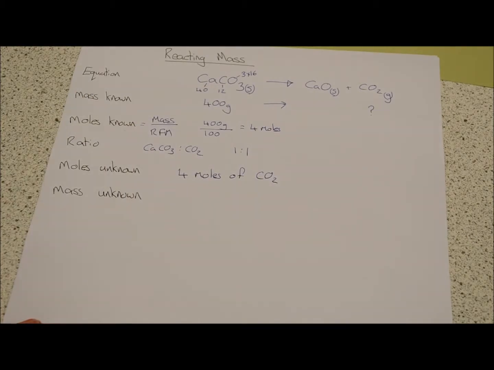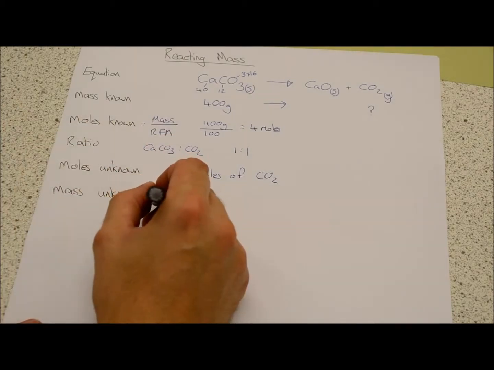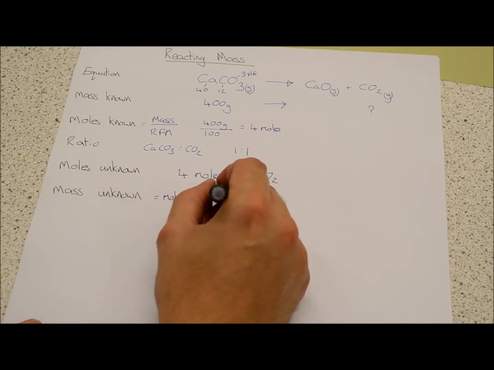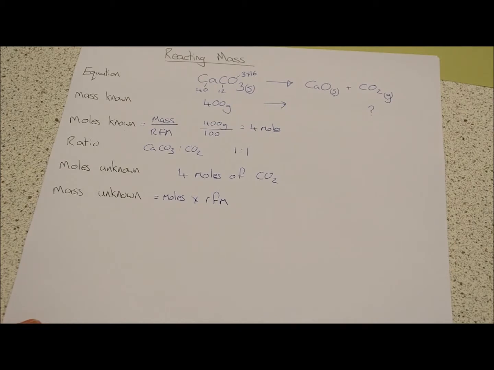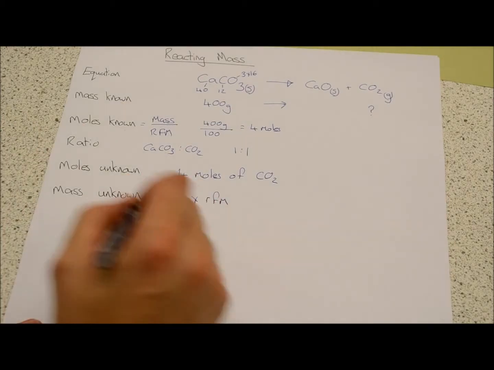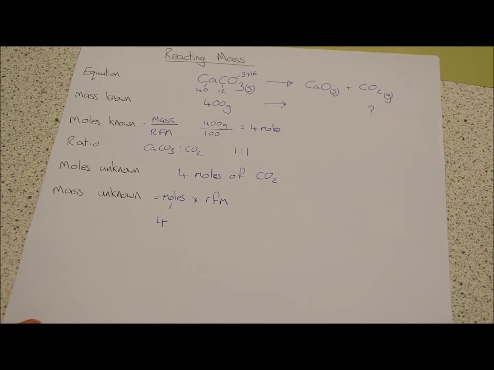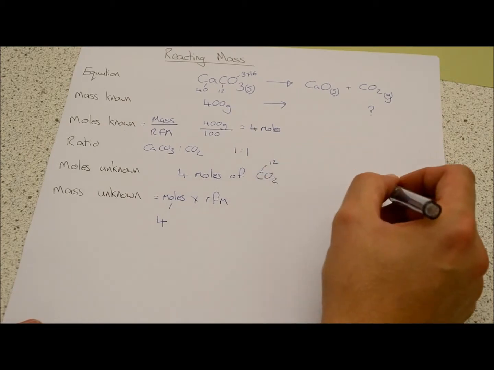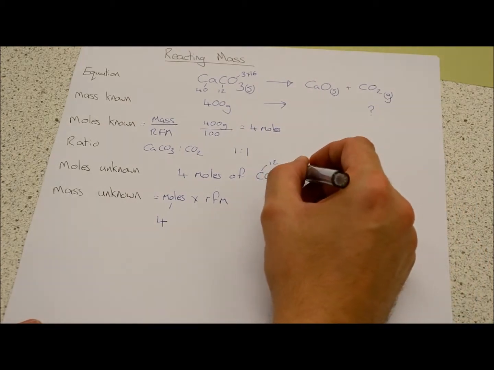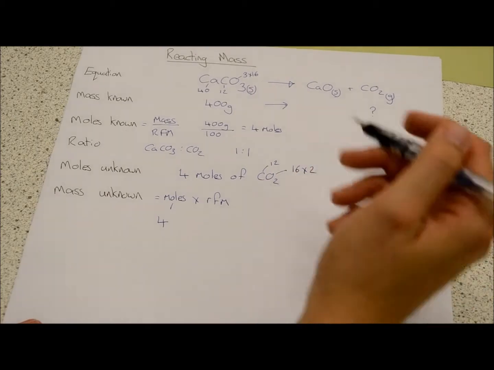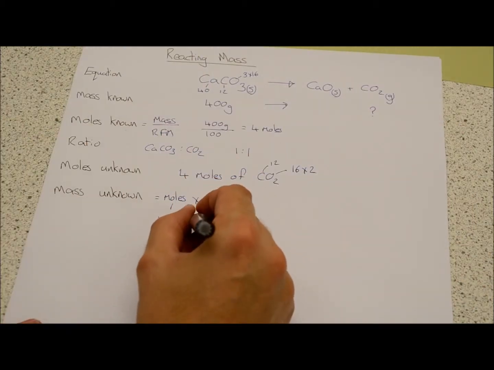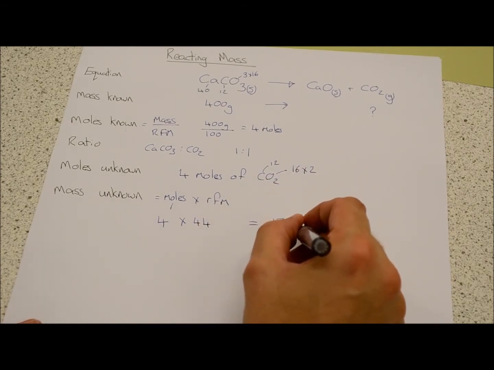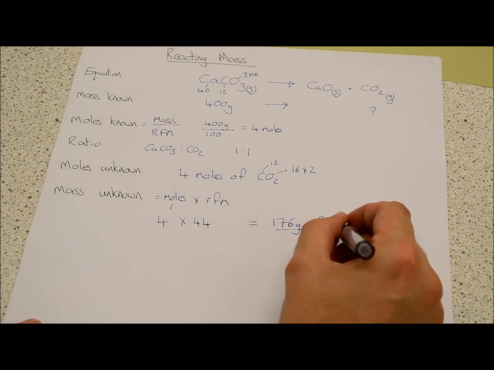Now we need to convert that into the mass unknown, and the mass is equal to the number of moles times by the relative formula mass of the substance. So in this case, we have 4 moles of CO2, and the relative formula mass will work out just the same way. The relative atomic mass of carbon is 12, and the relative atomic mass of oxygen is 16, but there are 2 of them, so that's going to give us 44. So if we multiply those together, it gives us 176 grams of CO2.